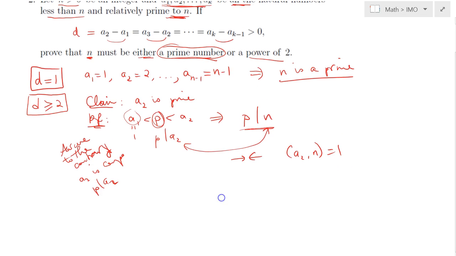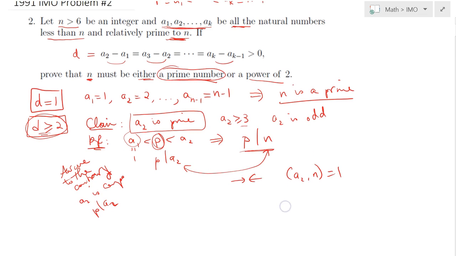So therefore, our claim is true, a_2 is prime, and also knowing that d is greater than or equal to 2, not only is a_2 prime, but it's also greater than or equal to 3. It's a prime greater than or equal to 3 because a_1 is 1, so 1 plus 2 is 3, so it must be at least 3. It's an odd number as well. So a_2 is an odd prime.